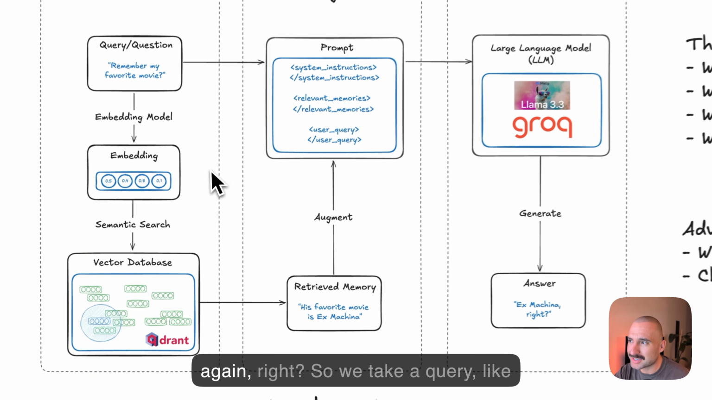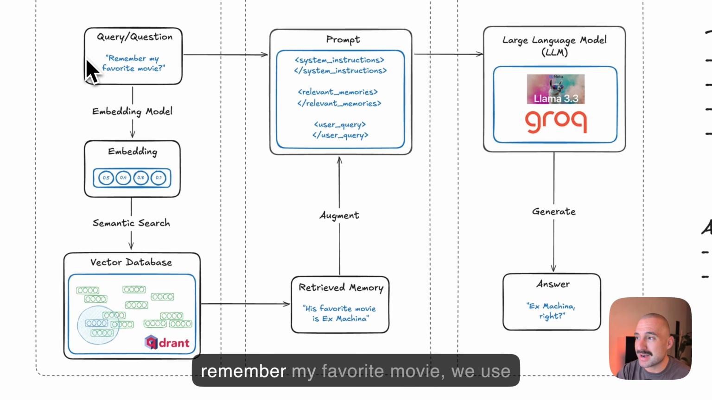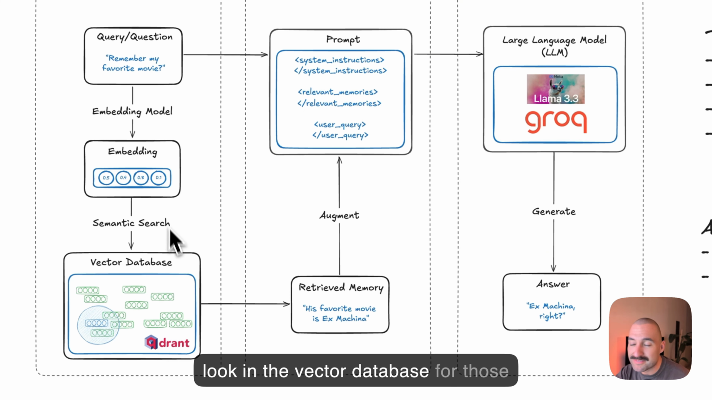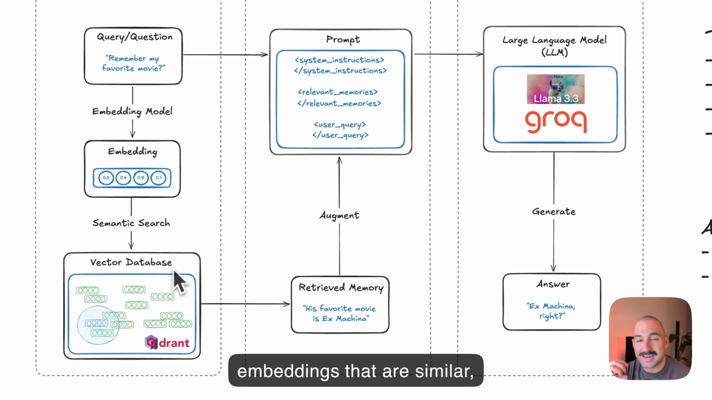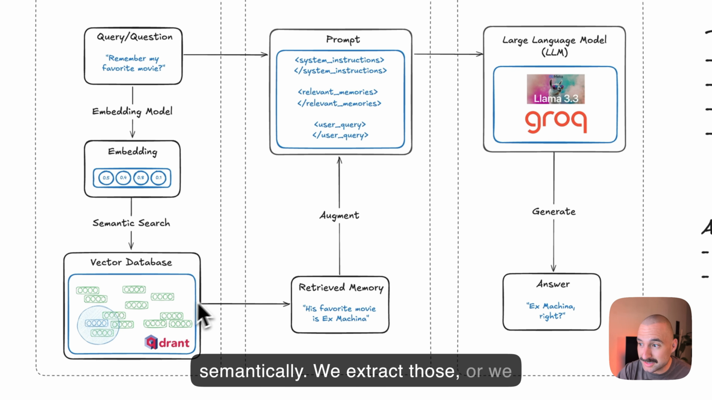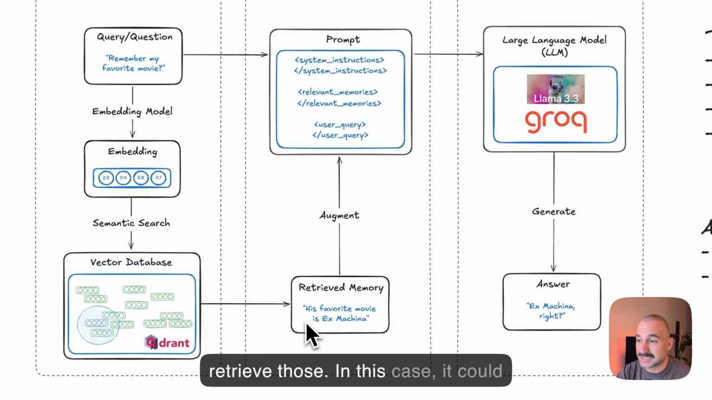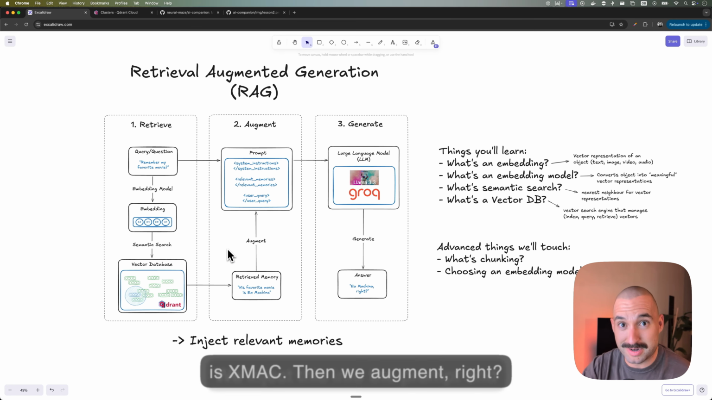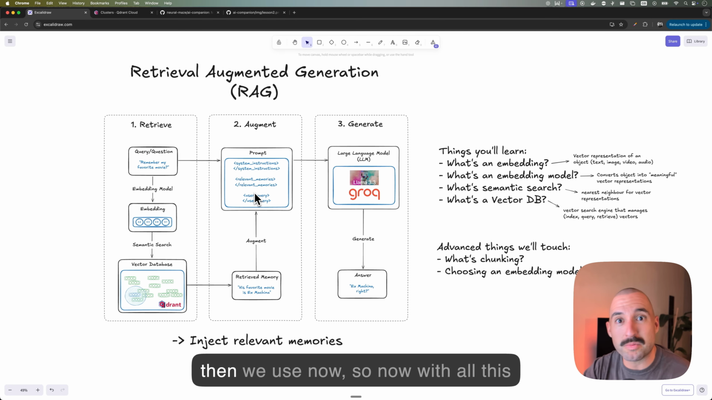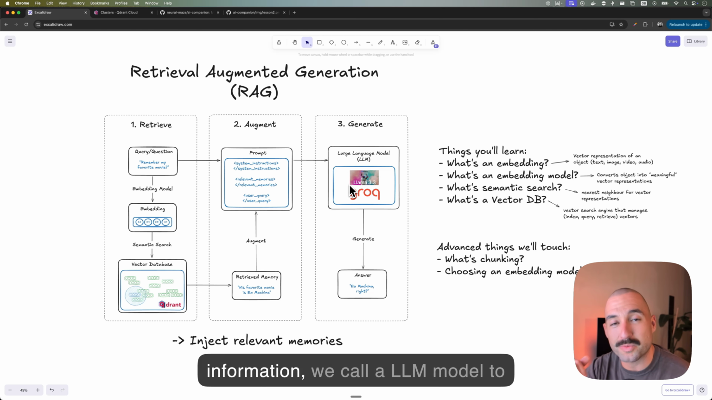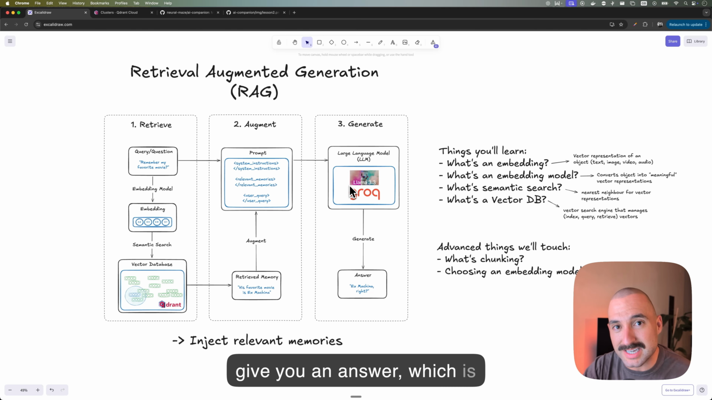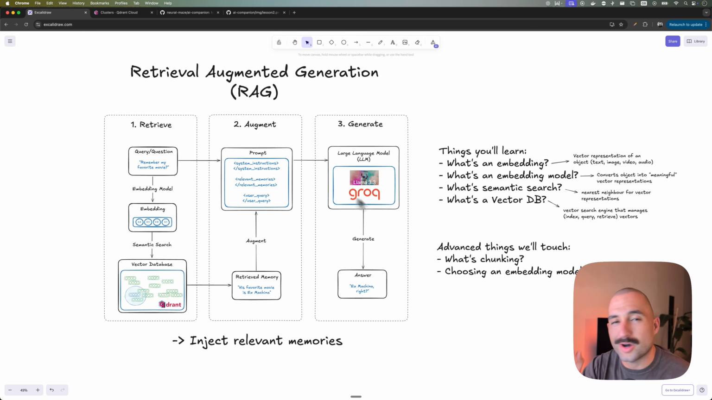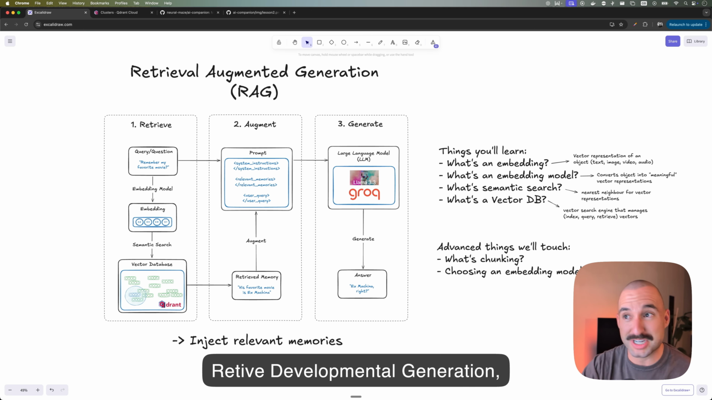So let's review that again. We take a query like "remember my favorite movie." We use an embedding model to generate an embedding. Then we use a technique called semantic search to look in the vector database for those embeddings that are semantically similar. We retrieve those, in this case something like "his favorite movie is Ex Machina." Then we augment, we inject this into the prompt. And with all this information, we call an LLM to give us an answer, which is something like Ex Machina. Awesome. So this more or less represents retrieval augmented generation.